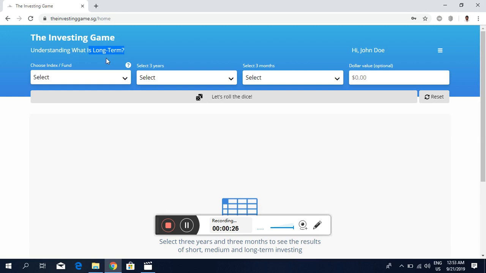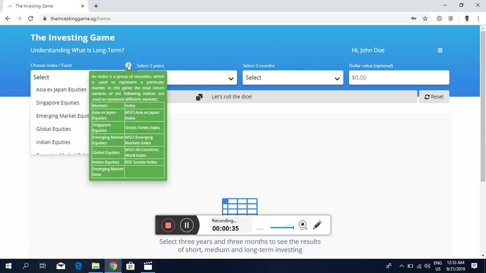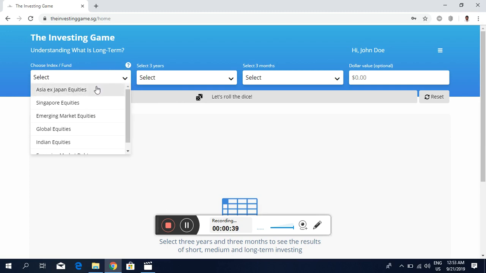To play this game, select the market of your choice from the Index Fund drop-down. The Help button will show you the index used to represent the specific market. This market can represent a unit trust, investment-linked policy, or exchange-traded fund, which you would like to show your client. Let's select Singapore equities.